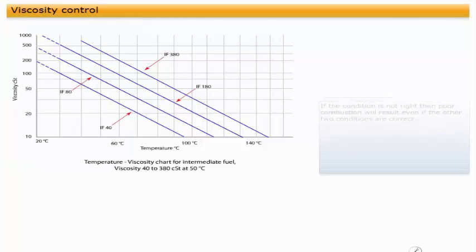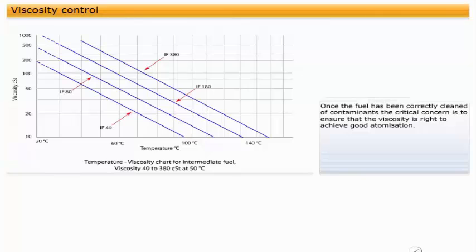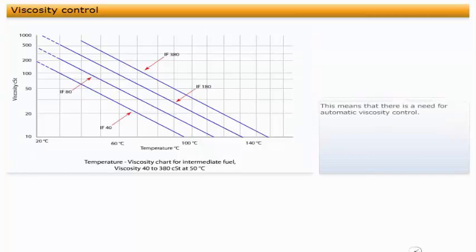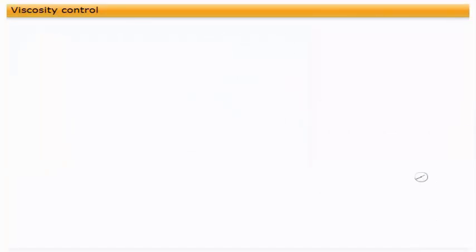Of equal importance to the correct quantity and timing of fuel injection is the condition of the fuel as it enters the diesel engine cylinder. If the condition is not right, then poor combustion will result, even if the other 2 conditions are correct. Once the fuel has been correctly cleaned of contaminants, the critical concern is to ensure that the viscosity is right to achieve good atomization. Although heating up the fuel will reduce the viscosity, there is so much variation in fuel content that operating with a fixed temperature is insufficient. This means that there is a need for automatic viscosity control. Click on the button to see how viscosity control can be achieved.